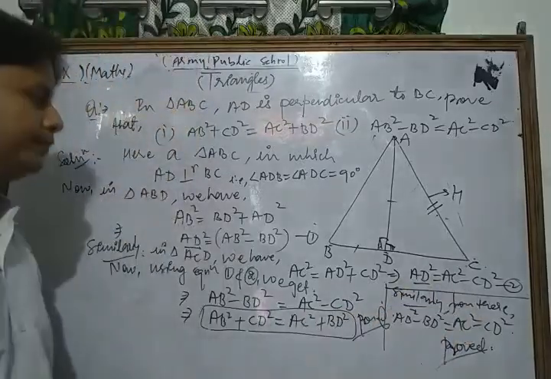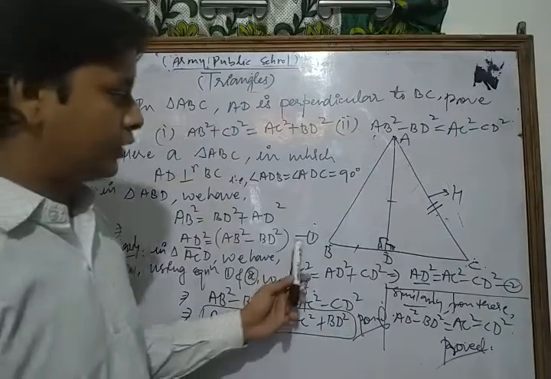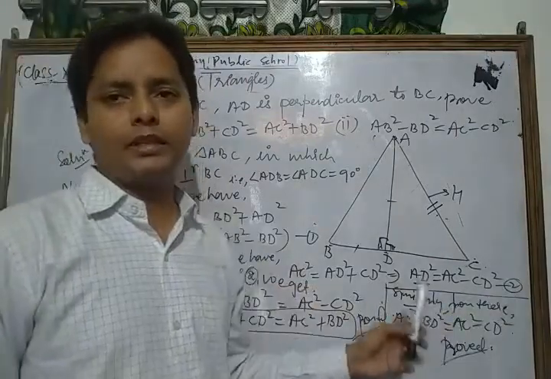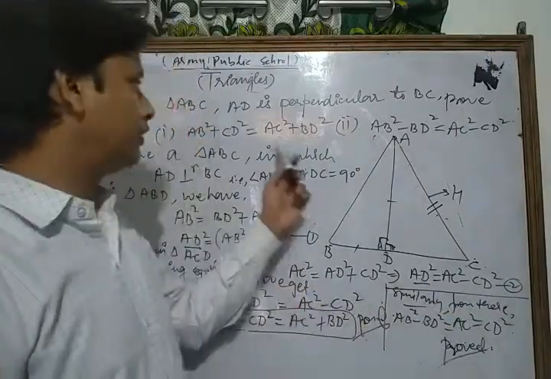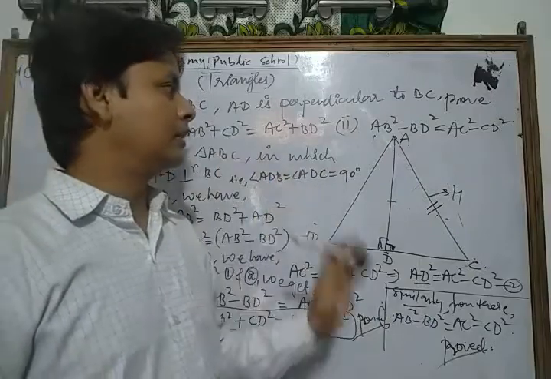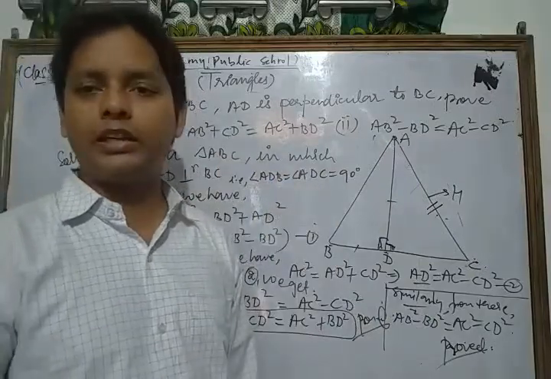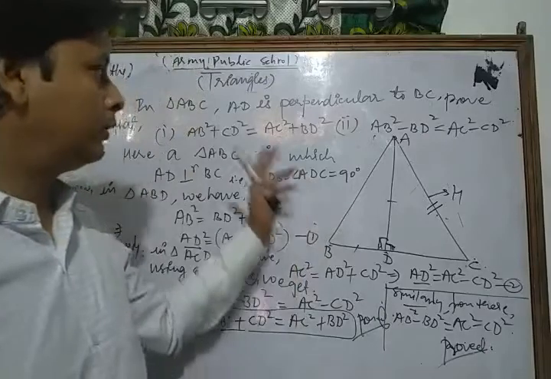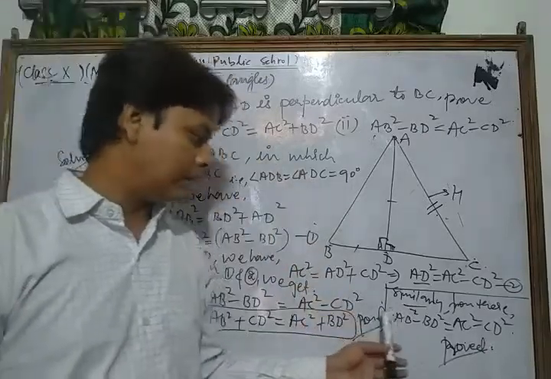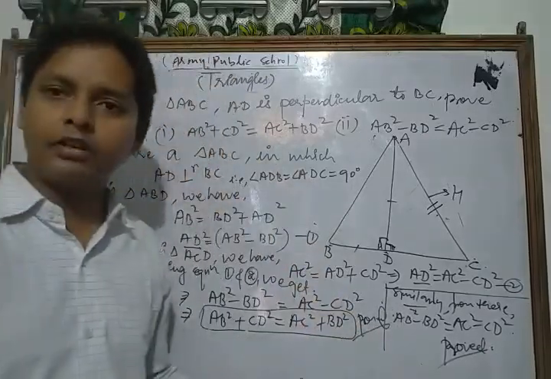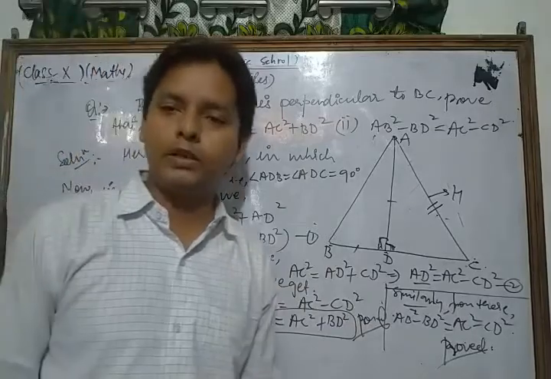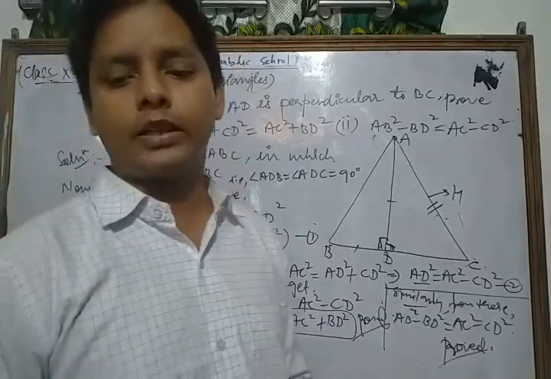Now what do I do? Now using equation 1 and 2, we eliminate the value of AD square because in our proof there are no terms related to AD. So we eliminate AD square with the help of these two equations, and after simplifying them we get our result. So dear student, please do more and more practice of this type of questions.